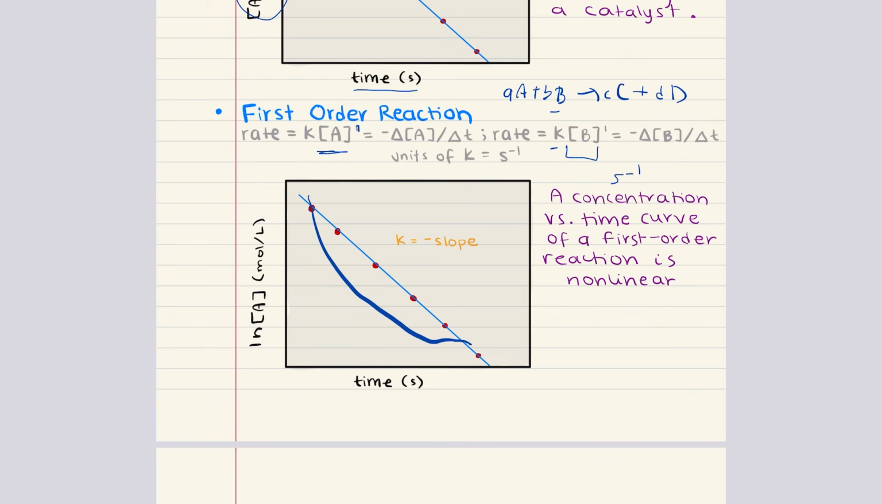But if we plot the natural log of the concentration, like you see here, versus time, that actually yields a straight line. And the slope of this line is minus k, indicating that the rate of reaction depends on the concentration of the reactant. Okay, so that's zero order and first order.